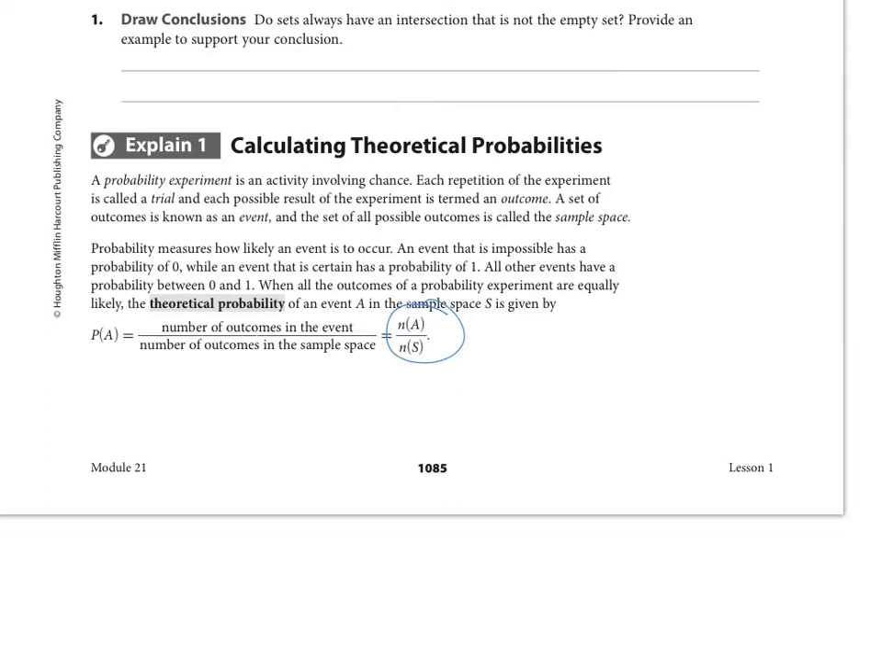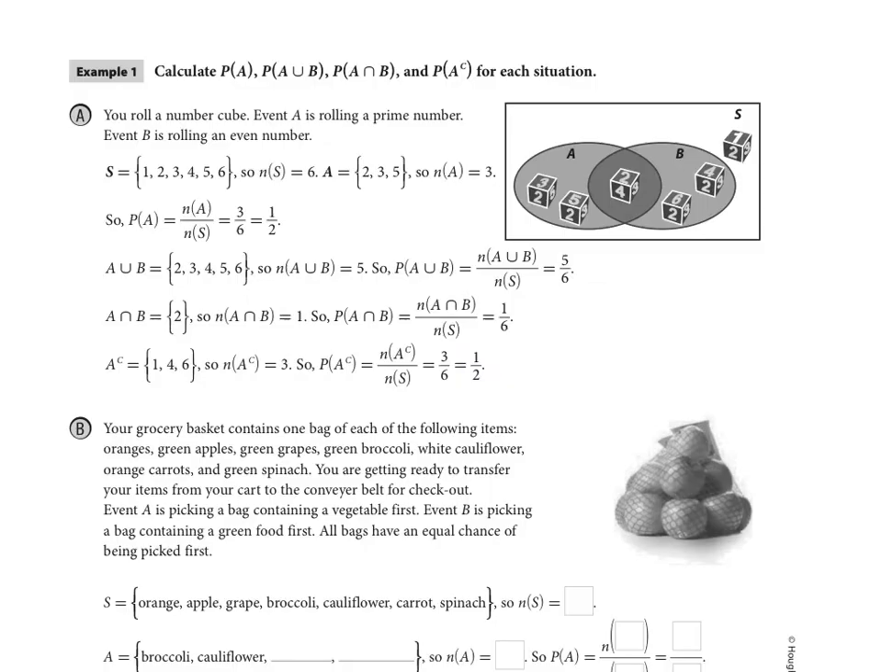So let's go and do some examples, and I think this will fall into place for us. Let's go to the next page. So we're starting here in example 1 on page 1086 by simply rolling a number cube, okay? And we are told that event A is rolling a prime number on a number cube, or a die, and event B is rolling an even number.